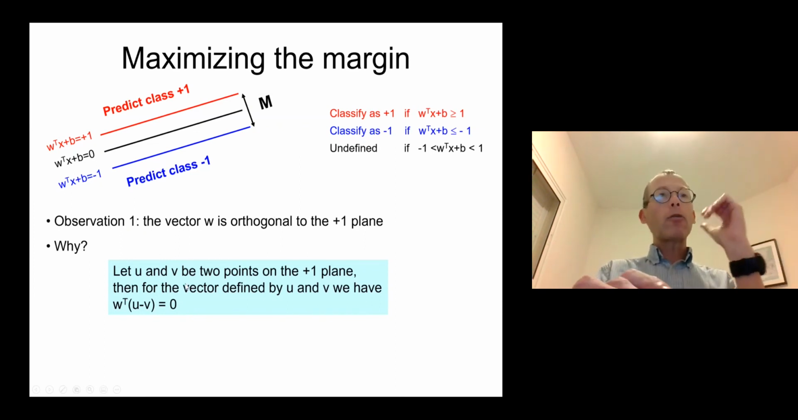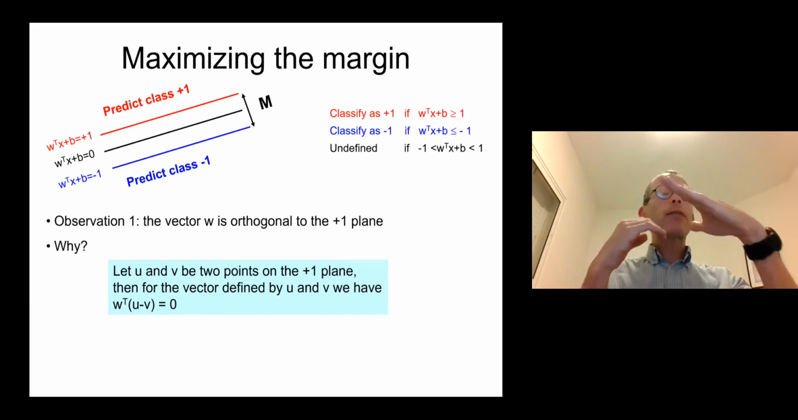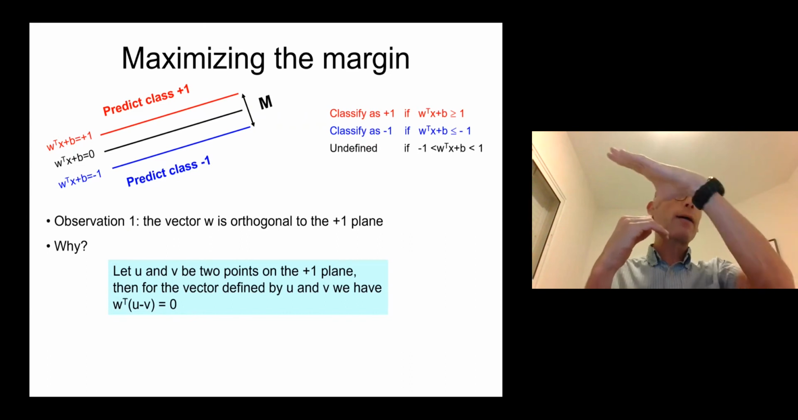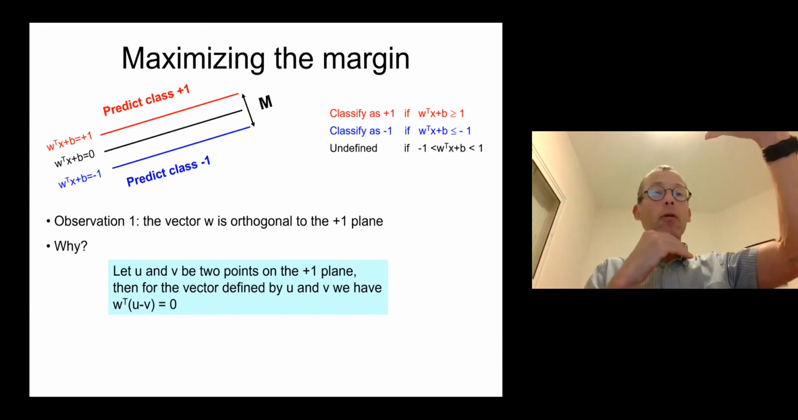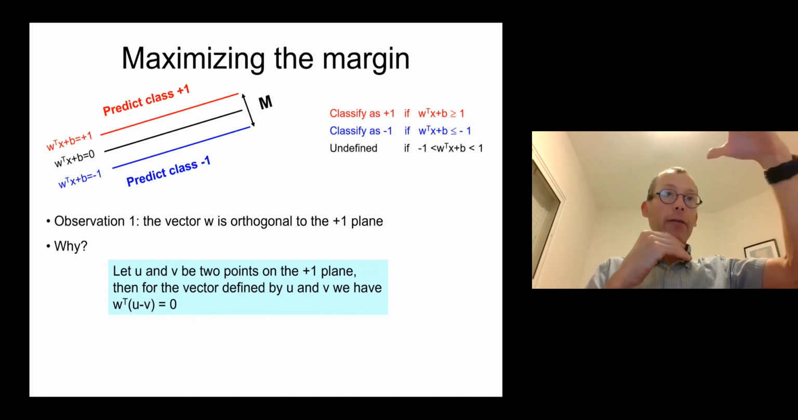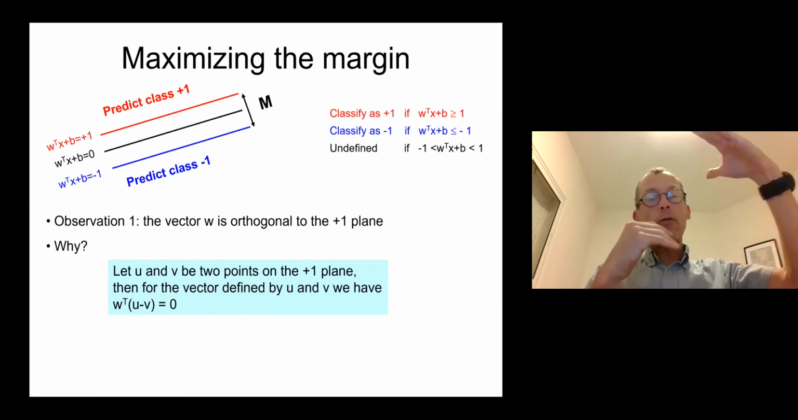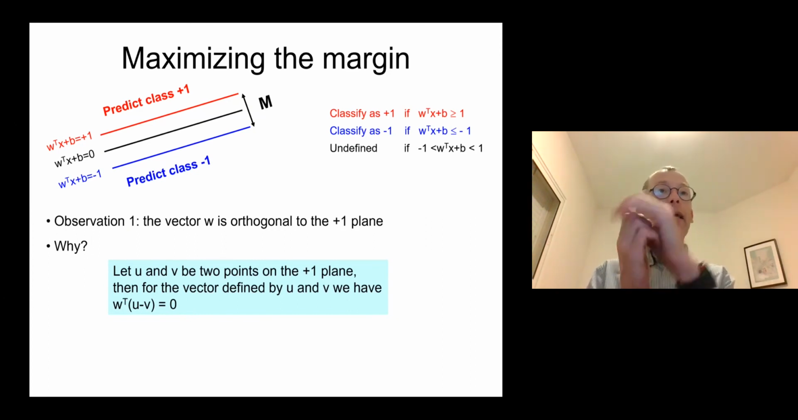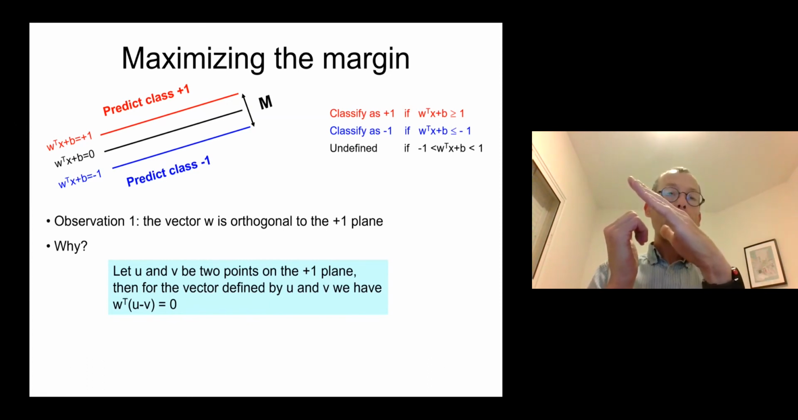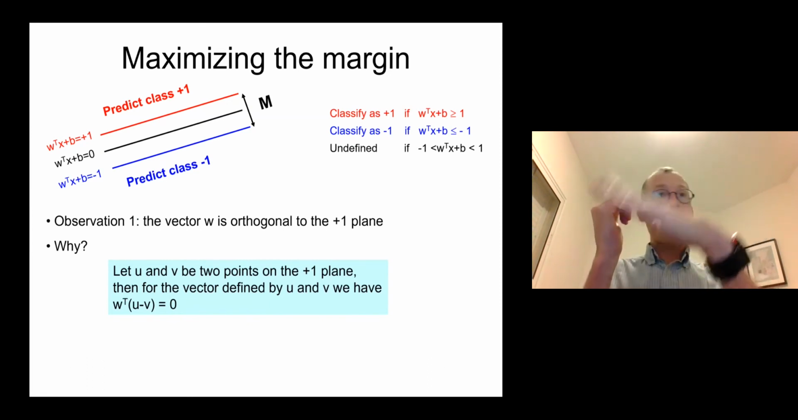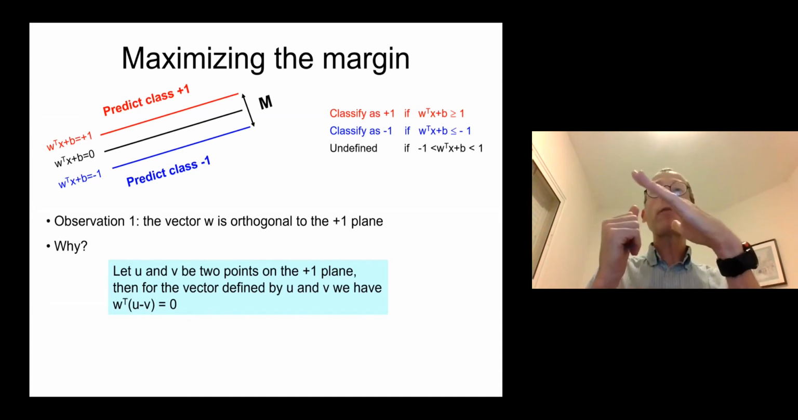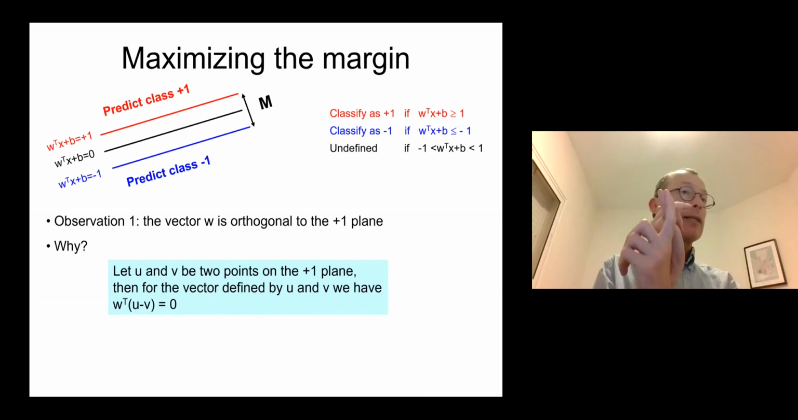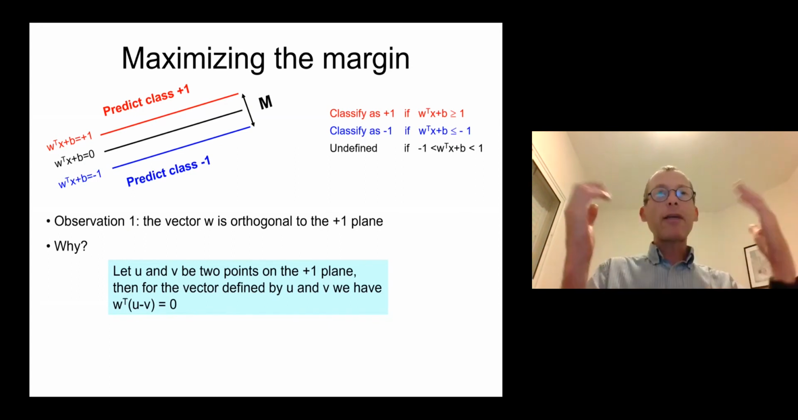Again, remember, these are points on the +1 plane. The +1 plane is where the points closest to the boundary, to the margin, reside. All the points on that plane don't have WTX plus B greater than 1, they have exactly 1. If they were greater than 1, then we could move the boundary a bit more and have it even higher. And we know there's at least one point there; in fact, there are multiple points, infinitely many.